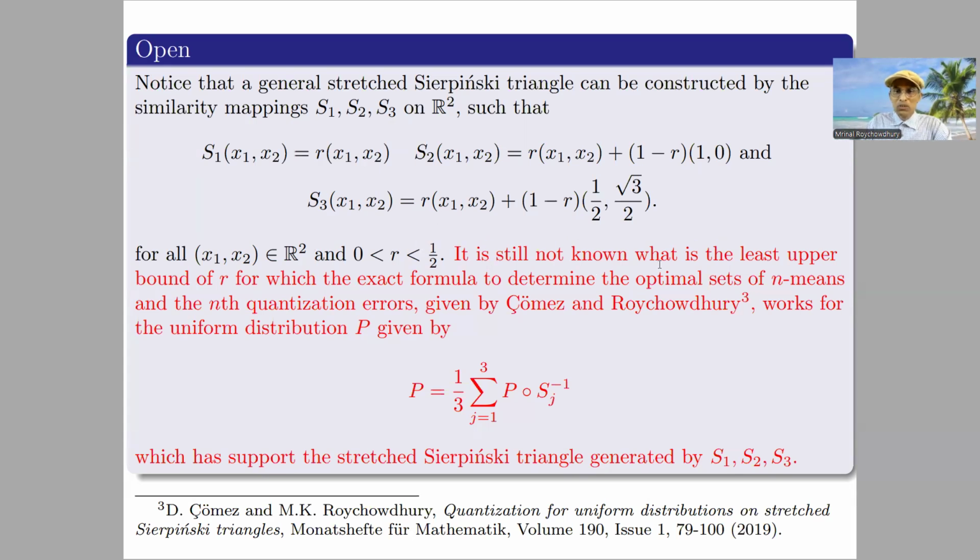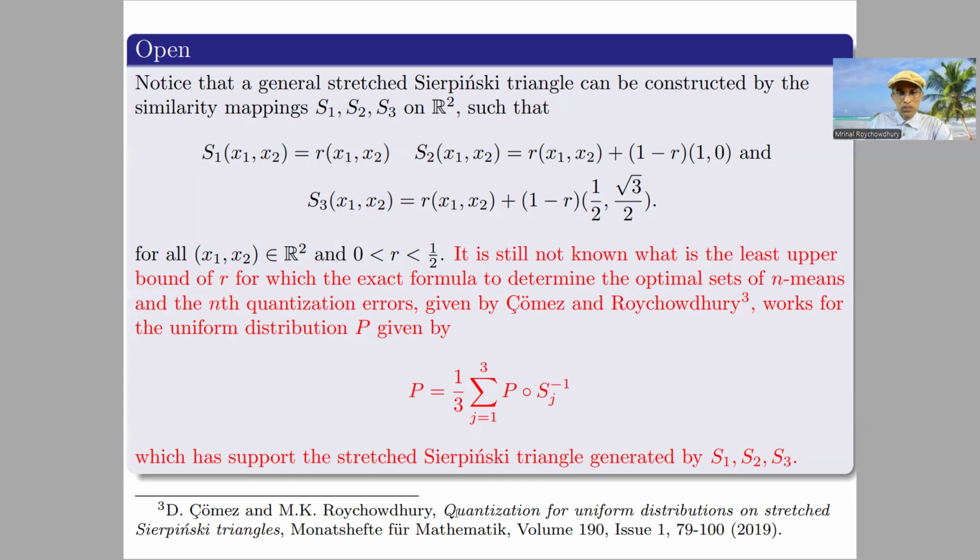It is still not known what is the least upper bound of R for which the exact formula to determine the optimal sets of n means and the nth quantization errors given by Gomez and Roy Chaudhury works for the uniform distribution P given by this, which has support the stressed Sierpinski triangle generated by S1, S2, S3. This is an interesting open problem.